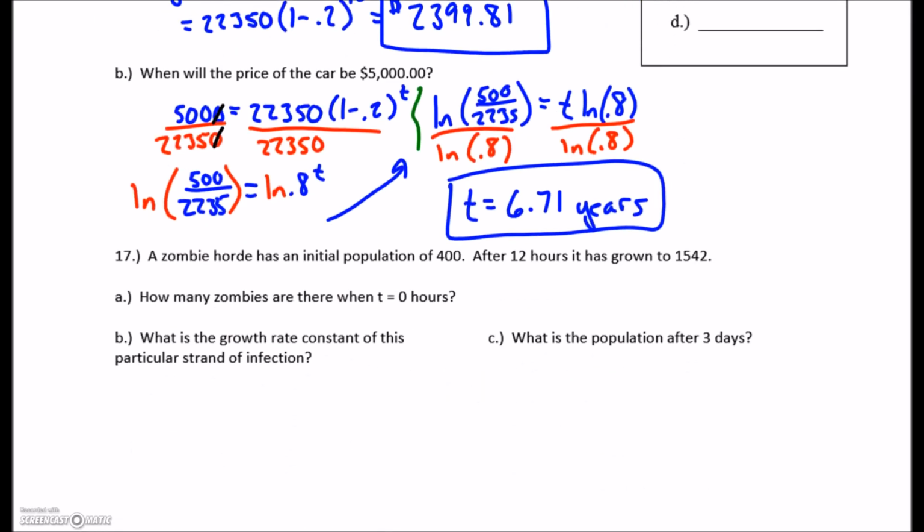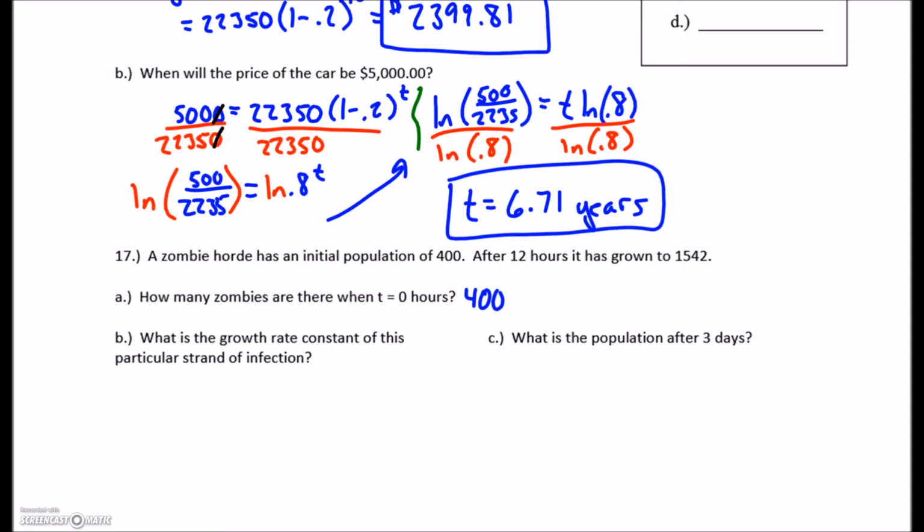If I look at the next one, it says a zombie horde has an initial population of 400. After 12 hours, it's grown to 1,542. And the first question is, how many zombies are there when time equals 0? Keep in mind that time equaling 0 is basically where we start, all right? Time being 0 is the beginning, and the beginning is essentially the initial amount. This is just trying to get you to understand that the initial amount is 400. That's when time equals 0. That's where we're starting, okay?